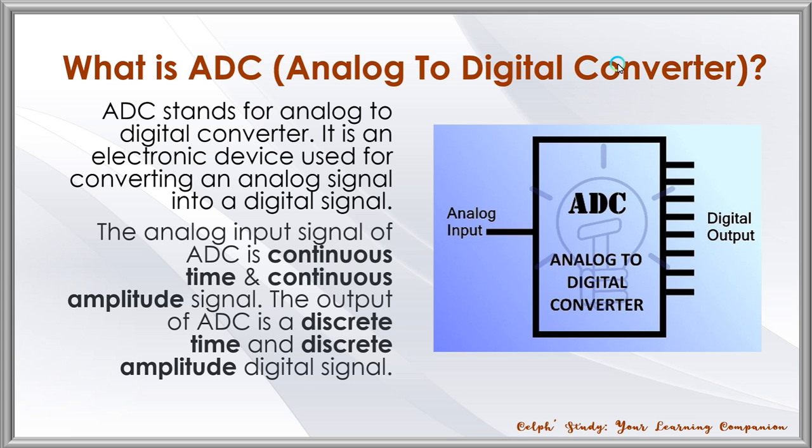So let's start by defining what is an analog to digital converter. ADC stands for analog to digital converter. It is an electronic device used for converting an analog signal into a digital signal. So the analog input signal of ADC is a continuous time and continuous amplitude signal, and the output of ADC is a discrete time, discrete amplitude digital signal.